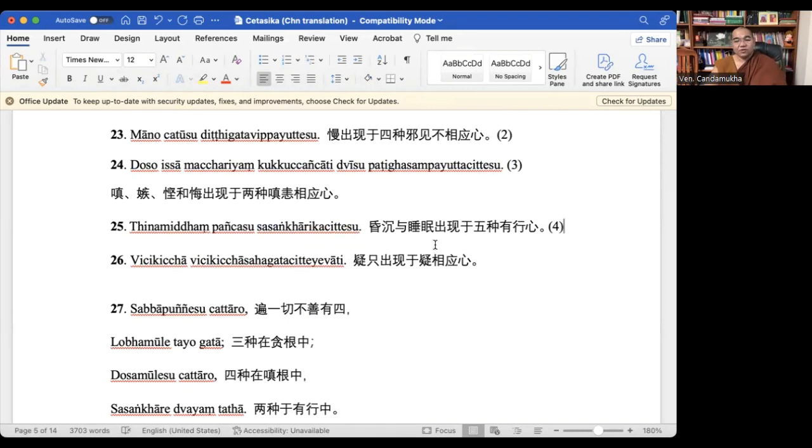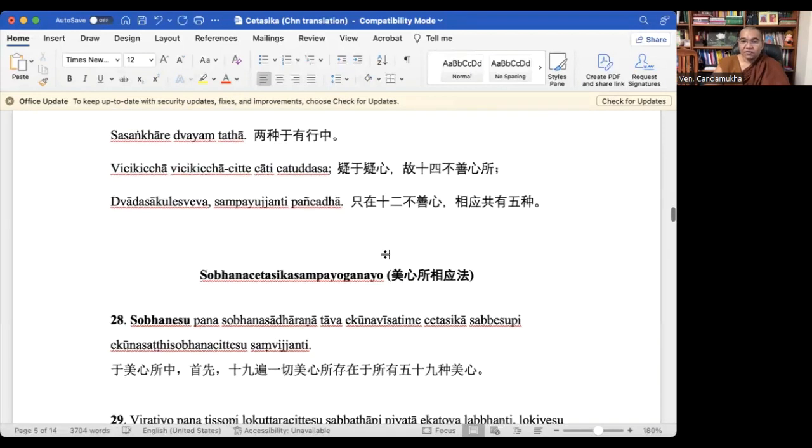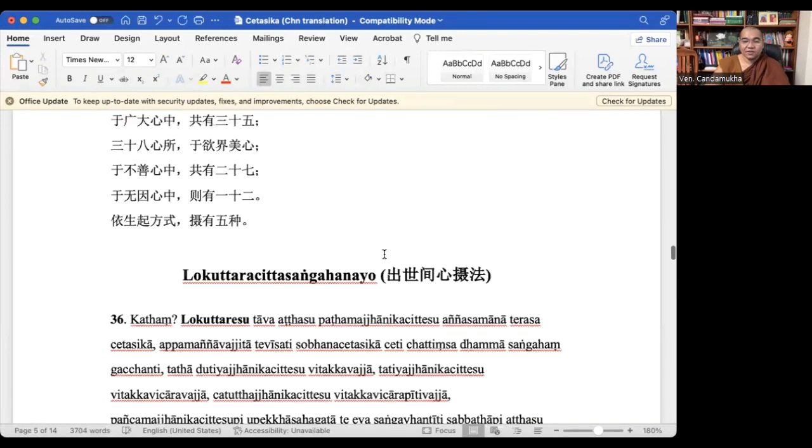Vicikiccha stands alone. Vicikiccha is skeptical doubt. It associates with its own specific consciousness, and only in the Vicikiccha sampayutta citta does it arise. So that is one sampayoga method. Altogether, for the 14 akusala cetasikas, we get 5 sampayoga methods. That one we already see in the chart.